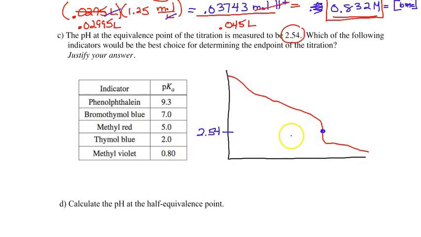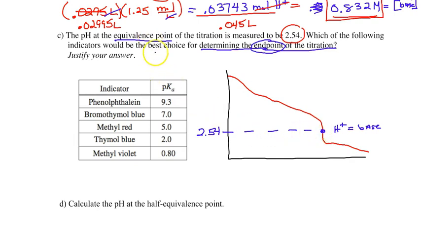Now we're asking, what's the best choice for determining the endpoint of the titration? Understand, the pH of the equivalence point is this right here. This is called an equivalence point. This is where the H pluses that were added equal the base that was in the beaker. The endpoint is not the same point. The endpoint is some position on this line above and below that's hopefully on this asymptote.